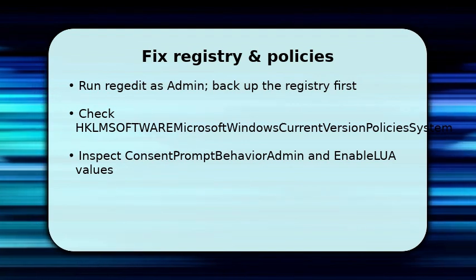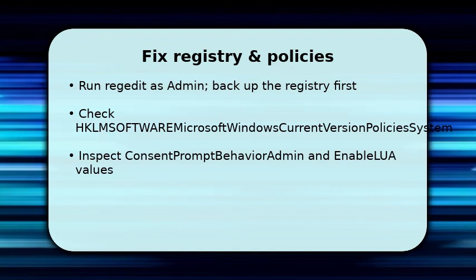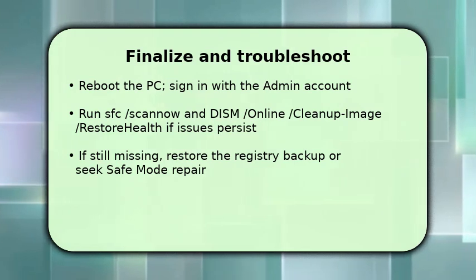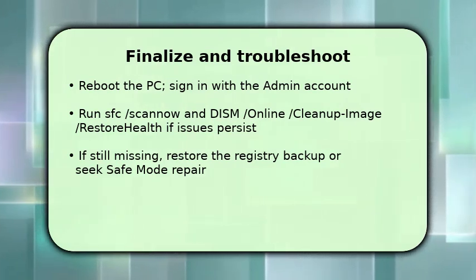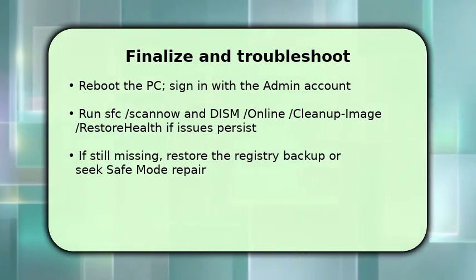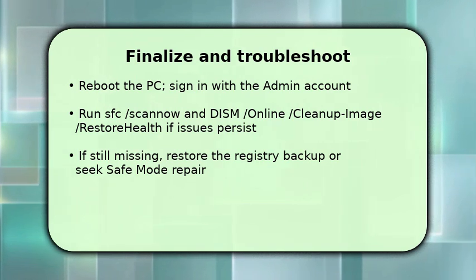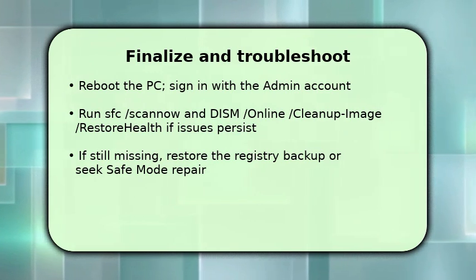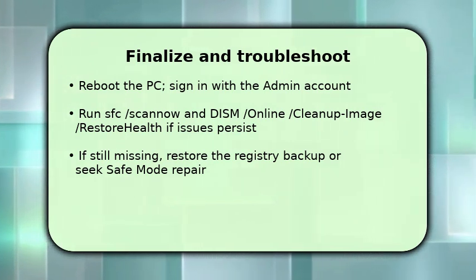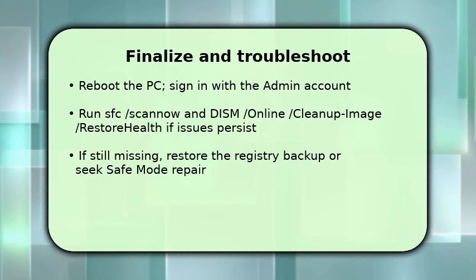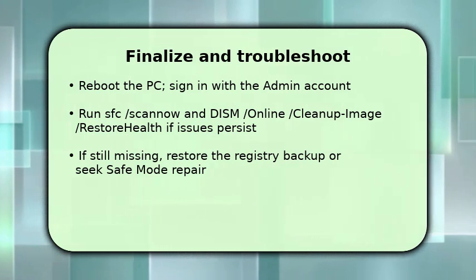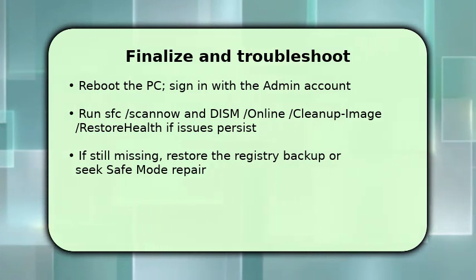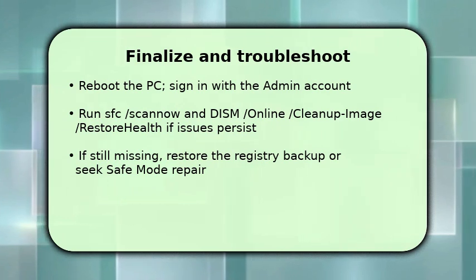Sign back in with your admin account and test an elevation prompt. If the Yes button is still missing, run sfc /scannow, then DISM /Online /Cleanup-Image /RestoreHealth to repair corrupted system files. If problems persist, restore the registry backup you made or boot to safe mode to undo recent security software changes. One key tip: if group policy blocks changes, you must edit the policy on the managing domain controller or contact your admin.